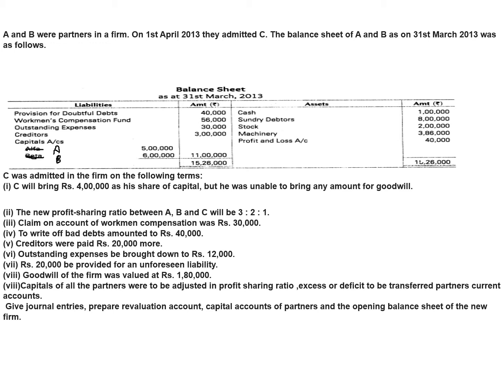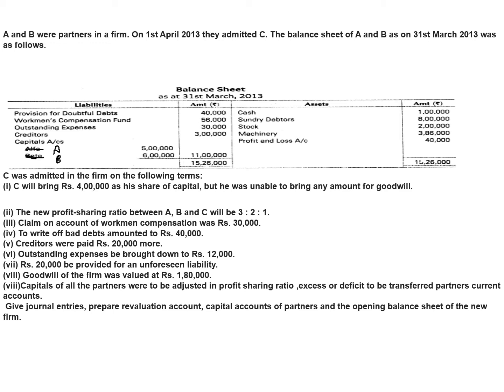Creditors 3 lakh, capital accounts A 5 lakh, B 6 lakh. On the asset side, cash is 1 lakh, debtors 8 lakh, stock 2 lakh, machinery 3,86,000 and profit and loss 40,000. This is the previous year's loss, which we are showing in the balance sheet on the asset side.